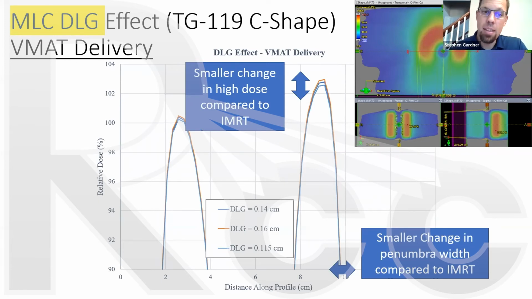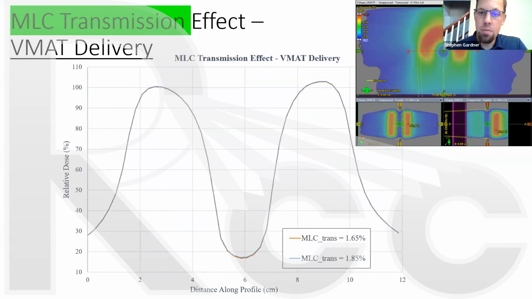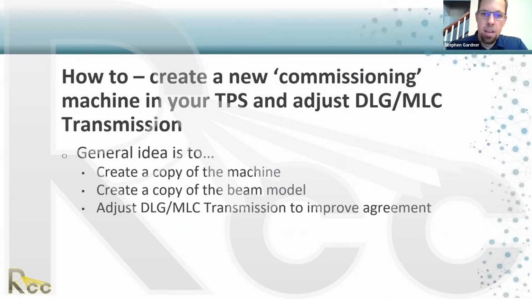That's with VMAT delivery, that's DLG. And then for leaf transmission, it's a very similar behavior. All right, so that's just to give you a little bit of background on when we change the DLG and MLC transmission, what effect does it have on the different types of deliveries? And then hopefully it's a good reference for you moving forward when you're thinking about these things, maybe even years down the road. So it was actually a lot of fun to put that data together to just highlight how the effect of these parameters changes with the different types of delivery.